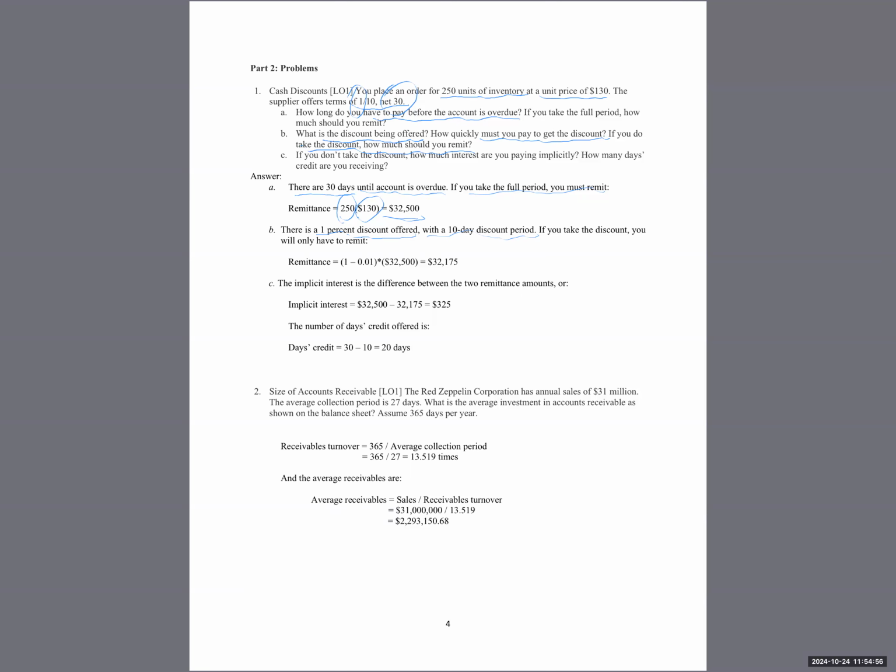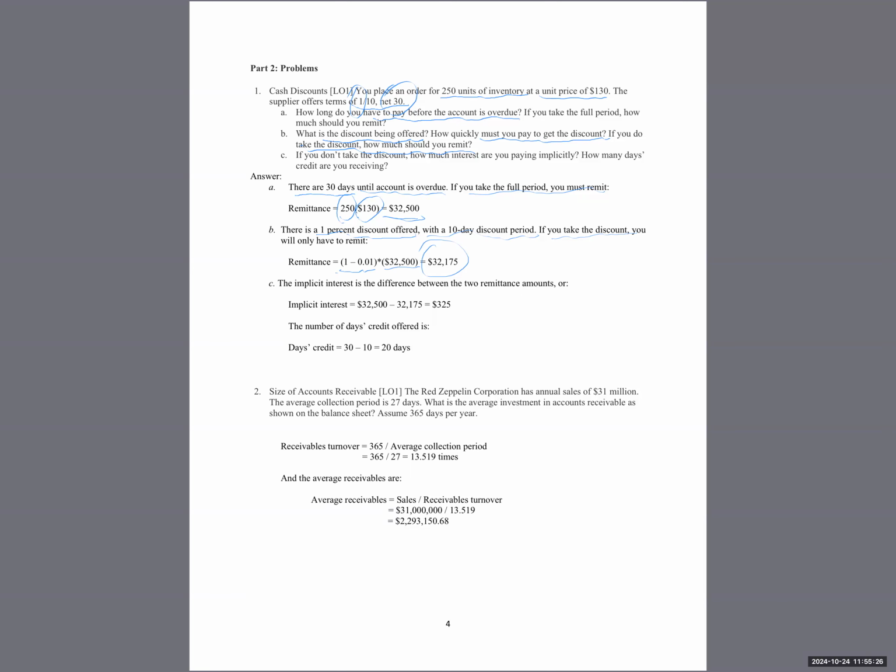So if you take the 1% discount with the 10-day discount period, you only need to pay 1 minus 0.01, which is 99%, of the full amount of $32,500. So the money you need to pay is $32,175. That's the amount you need to pay if you take the discount.